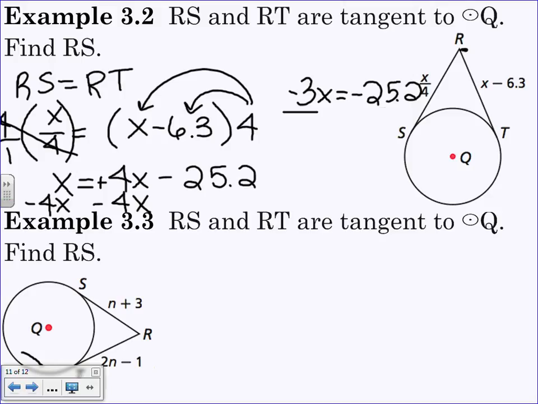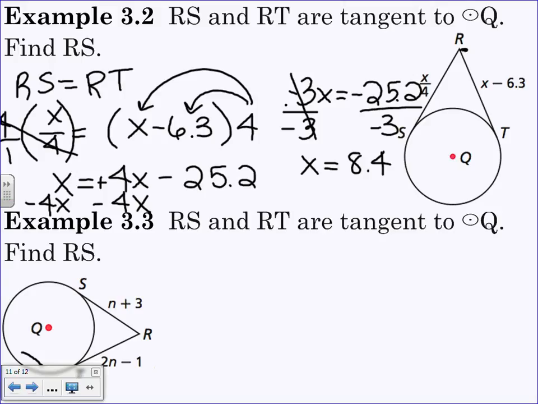We're going to divide by negative 3. We need to get rid of this sign too. x needs to be positive. So the negative 3's cancel out. Negative 25.2 divided by negative 3. What do I get? It shouldn't be 17.4. 8.4. Okay, so we get x equals 8.4.